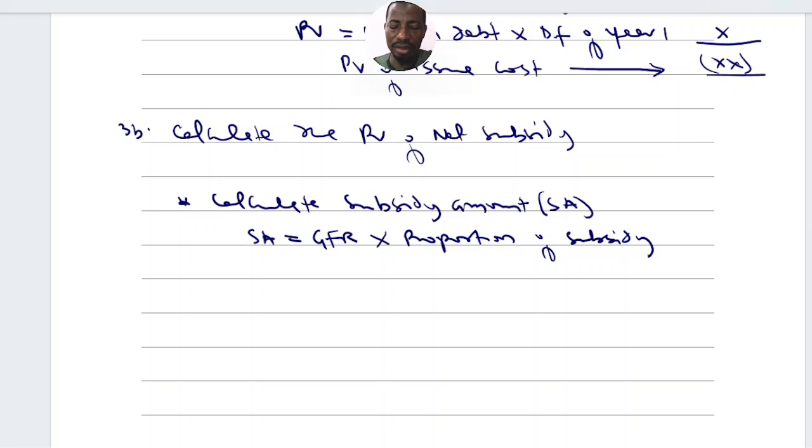So first thing first, for you to get the PV of net subsidy, you need to calculate the subsidy amount or the amount attributable to subsidy. And this is how to do it. Just multiply the gross finance required with the proportion of the subsidy. Then step 2, you calculate savings of subsidy. Determine saving on subsidy in percentage.